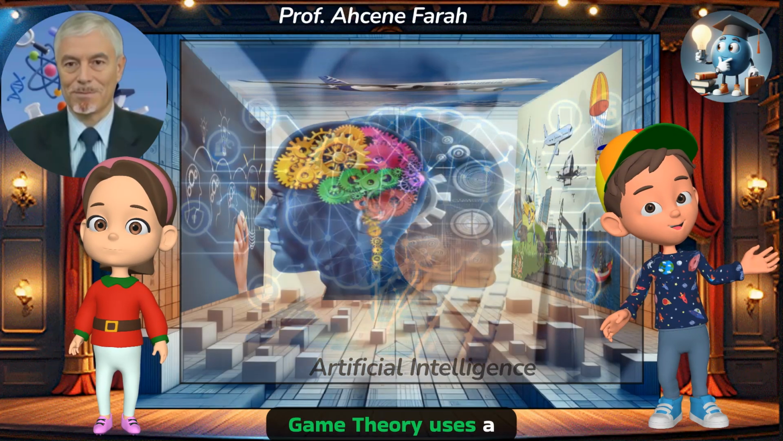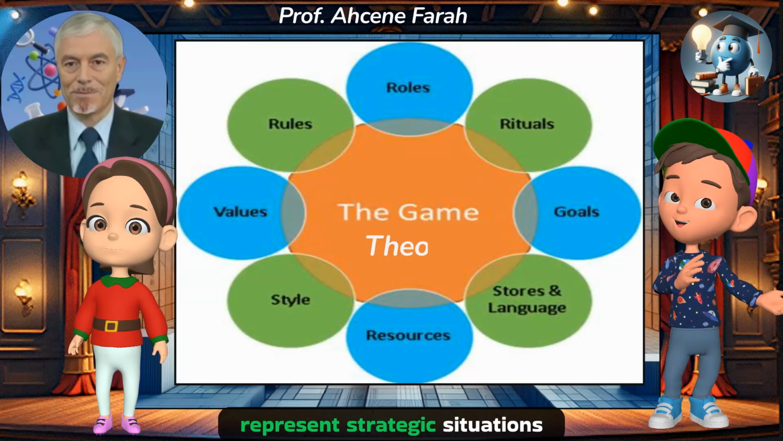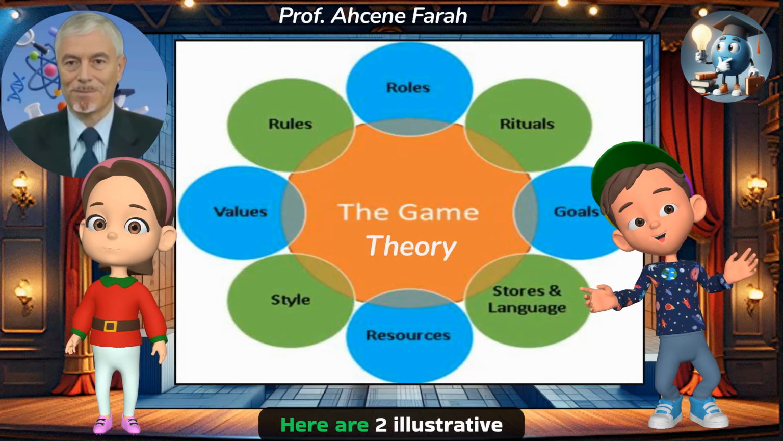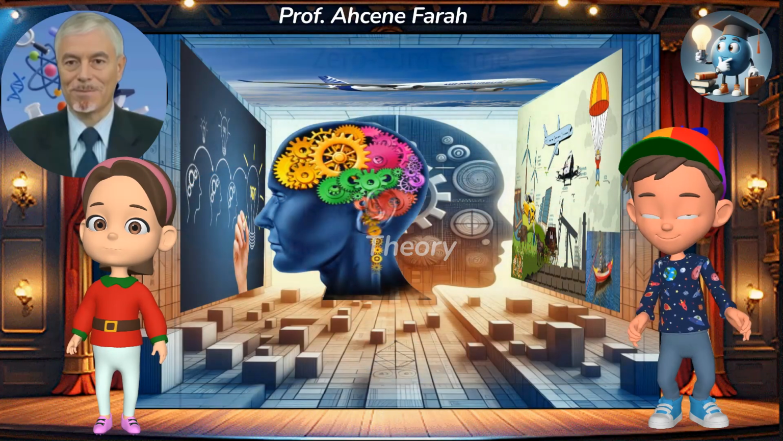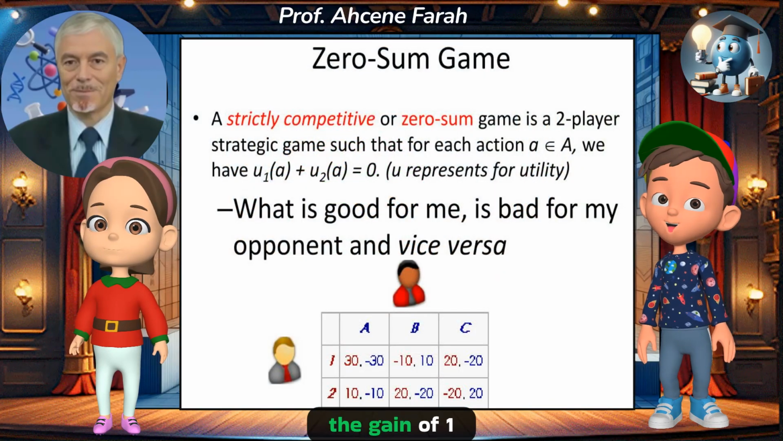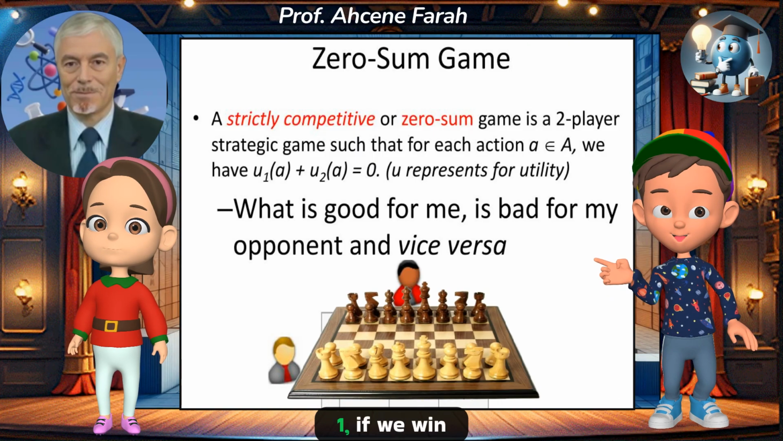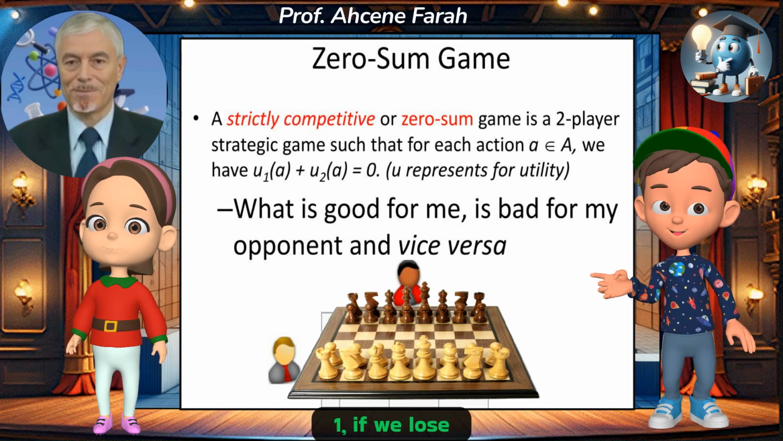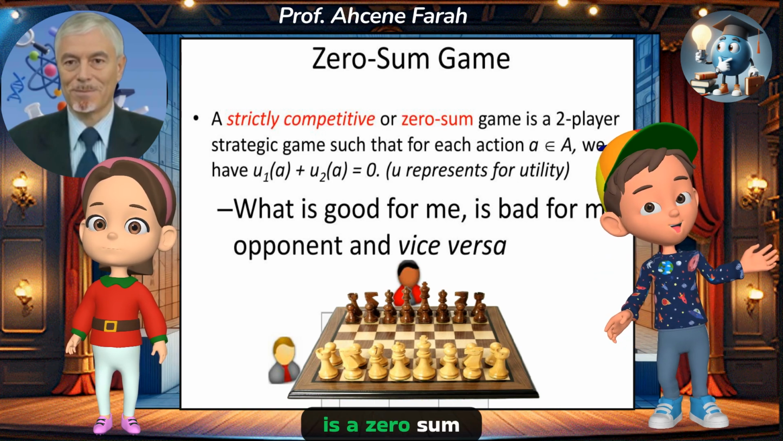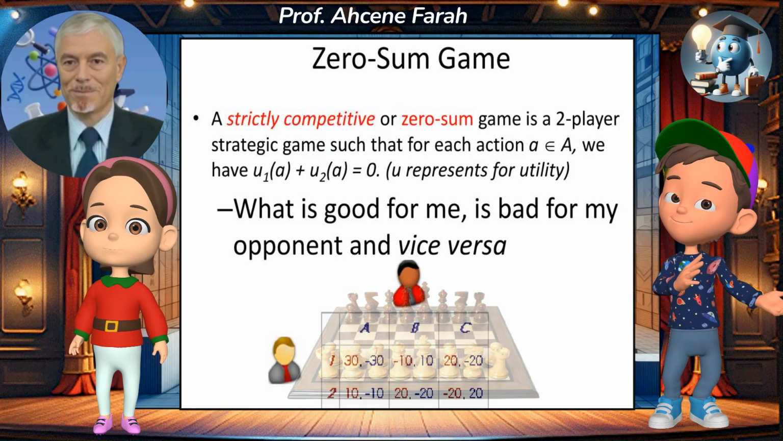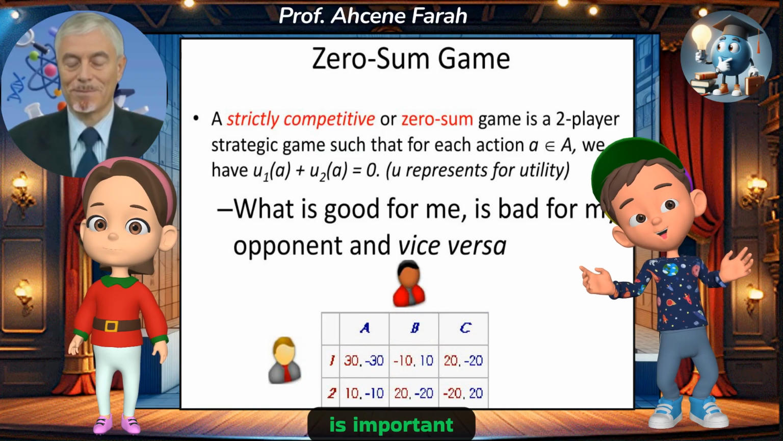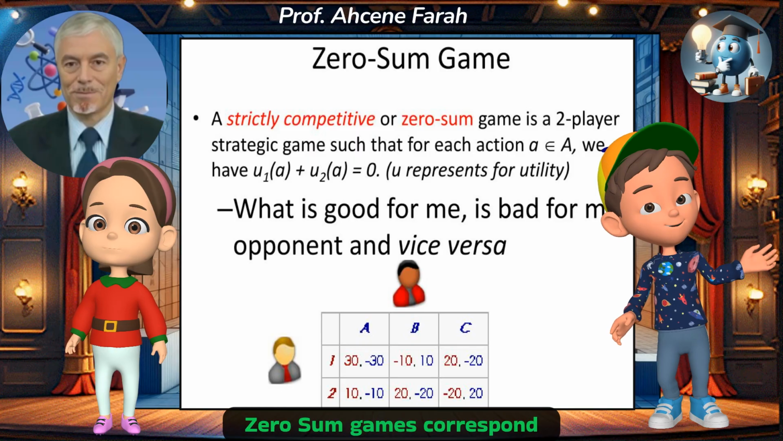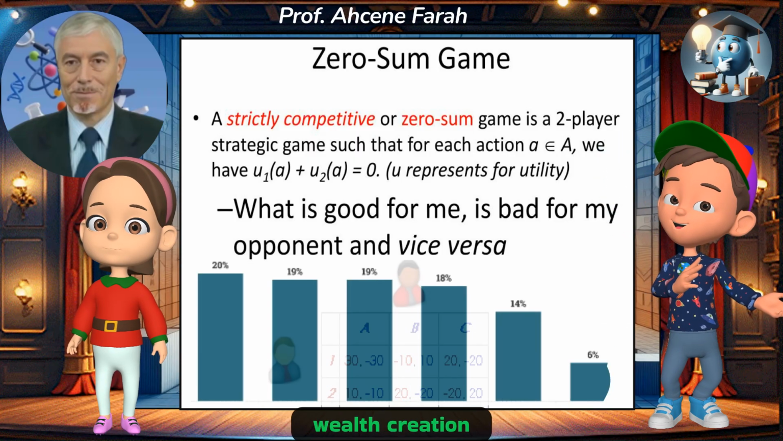Game theory uses a variety of models to represent strategic situations. Here are two illustrative examples. Zero-sum games, where the gain of one player is exactly equal to the loss of the other. For example, if we define the gain of a chess game as 1 if we win, 0 if the game is drawn, and -1 if we lose, the game of chess is a zero-sum game. In economics, this notion is important. Zero-sum games correspond to the absence of wealth creation.